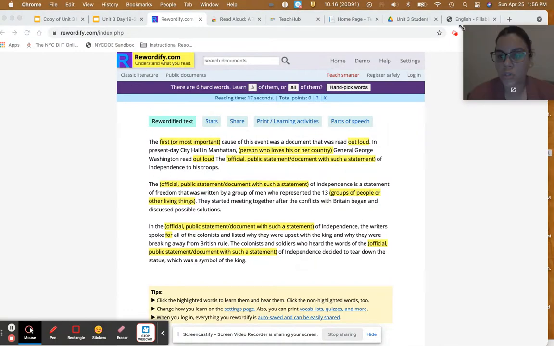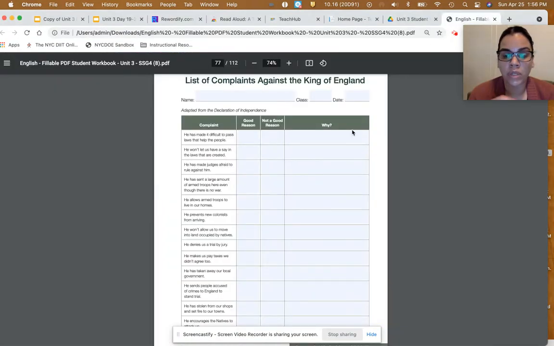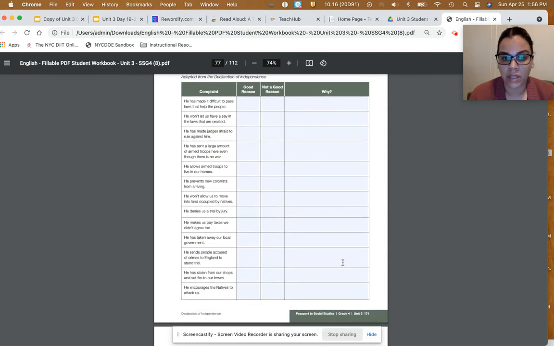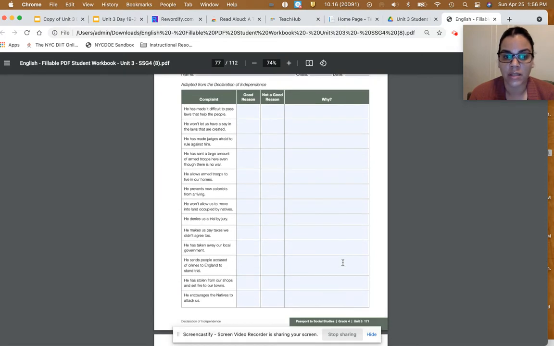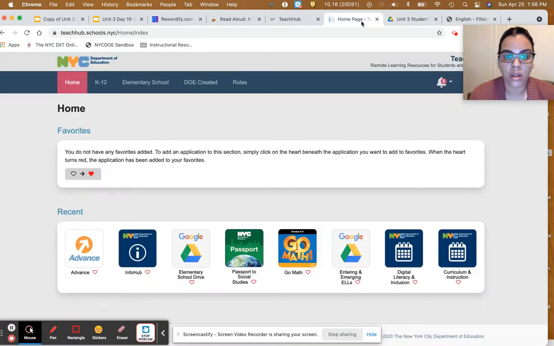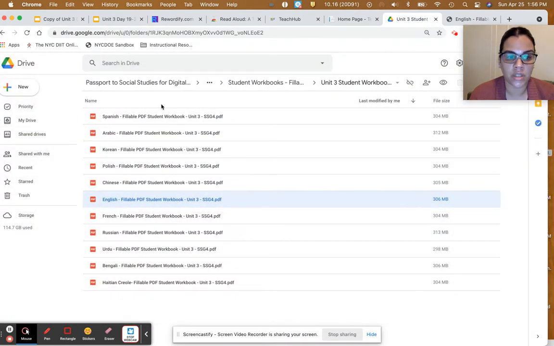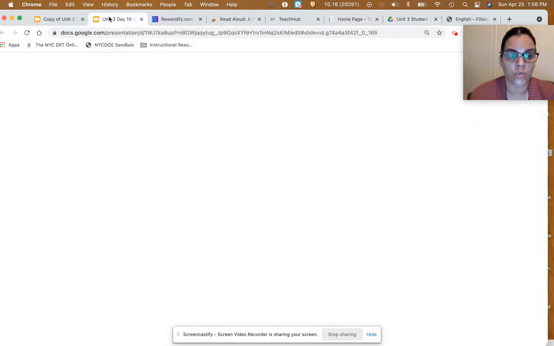For the Passport to Social Studies workbook, it would be really beneficial for multilingual learners and English language learners to have page 171 assigned to them the day before so they can have a chance to read the complaints. If you are on Teach Hub, the workbook pages are available in all of these languages. So again, the page is 171 because that is the information that students will need to be sorting in groups.